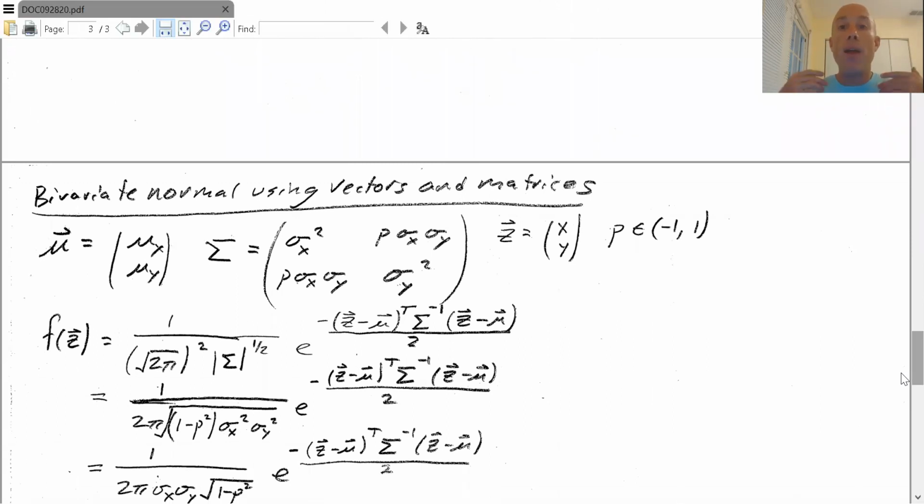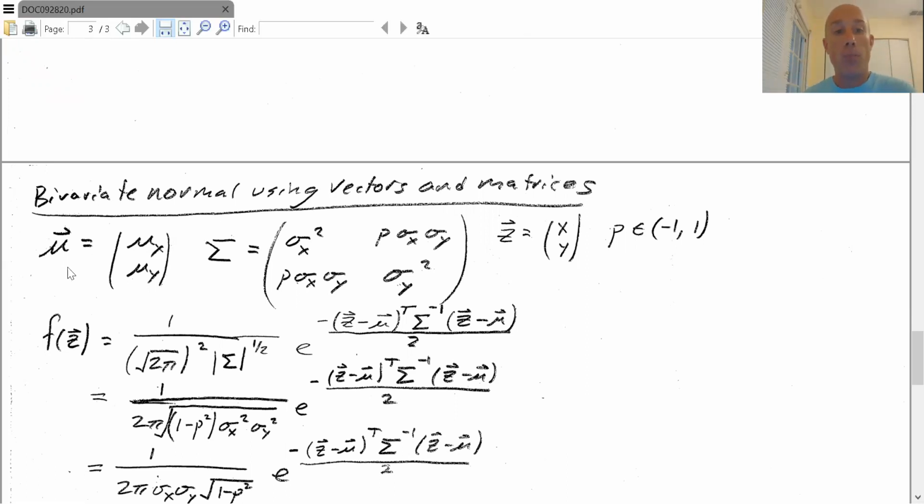Well, that's like the college algebra calculus way of approaching it. Now let's work with this in terms of matrices. I want to introduce matrix notation because in the next session we're going to be working in higher dimensions, and I want this to be like a baby's first steps. So we're going to look at the bivariate normal, but this time using vectors and matrices.